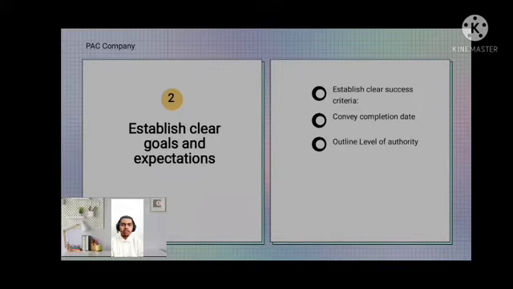Next is convey completion date. When setting clear expectations for goals, projects, or tasks, one of the most important points to convey is when they expect completion. Outline level of authority.